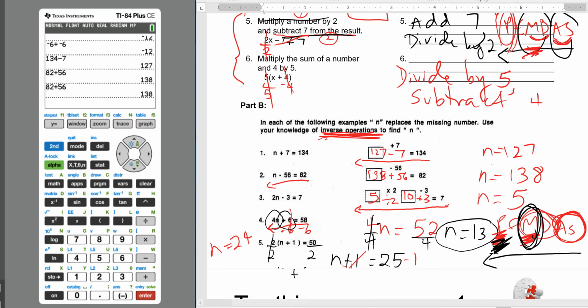So again, all we're doing is inverse operations, so the opposite of whatever operation you see, like inverse of addition and subtraction. And where we see more than one step, we have to work PEMDAS, order of operations, backward.